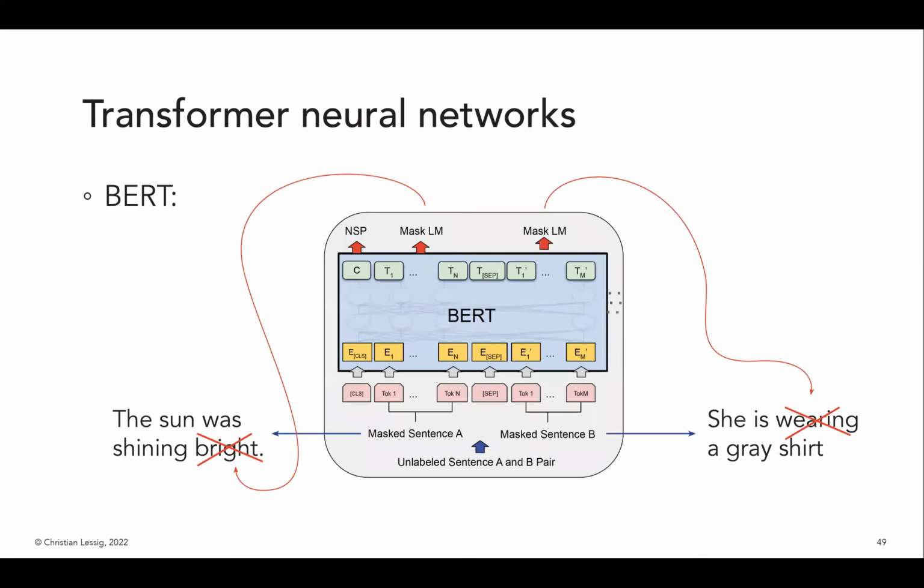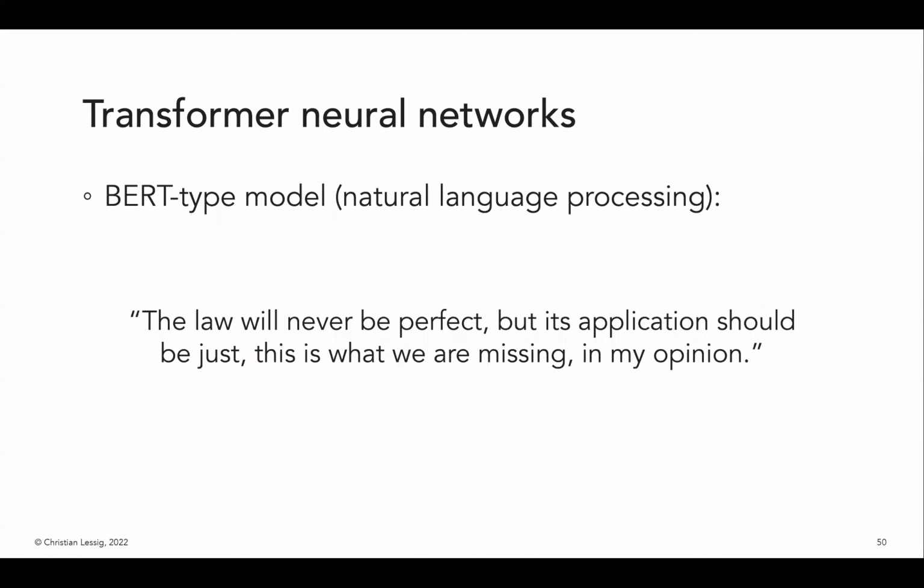We go back to the BERT model. So this was this natural language processing model where we trained on predicting the deleted words from two sentences. And we essentially look at this attention. Attention, a technical term for it would be a correlation matrix between different tokens. And the nice thing is, independent of how deep you are in your neural network, you can always directly relate it to the input. And the example we will use is this very intuitive sentence here. The law will never be perfect, but its application should be just. This is what we are missing, in my opinion.